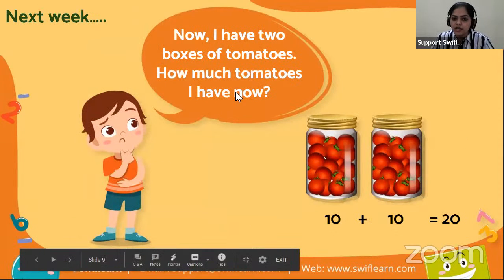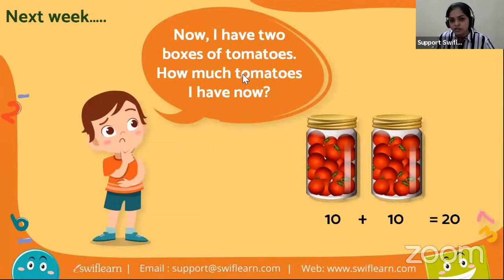Okay, in the next week, I have two boxes of tomatoes. So how many tomatoes do I have? Actually, if each box contains 10 tomatoes, then I have how many tomatoes? I have 10 plus 10 tomatoes. That is, I have 20 tomatoes.